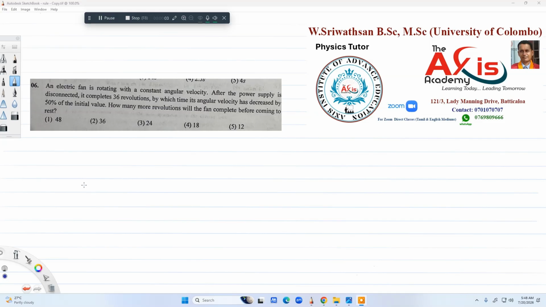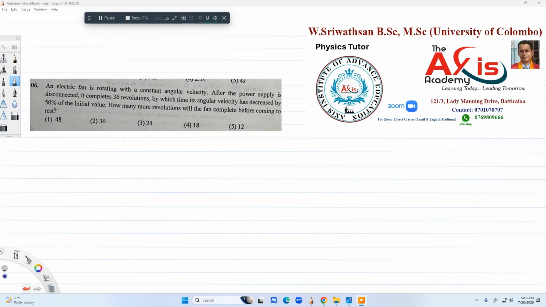Question number 6. An electric fan is rotating with an angular velocity. After the power supply is disconnected, it completes 36 revolutions, by which time its angular velocity has decreased by 50% of the initial value. So at that time the angular velocity becomes 50% of the initial value. How many more revolutions will the fan complete before coming to rest? Let's say the initial angular velocity is omega naught.